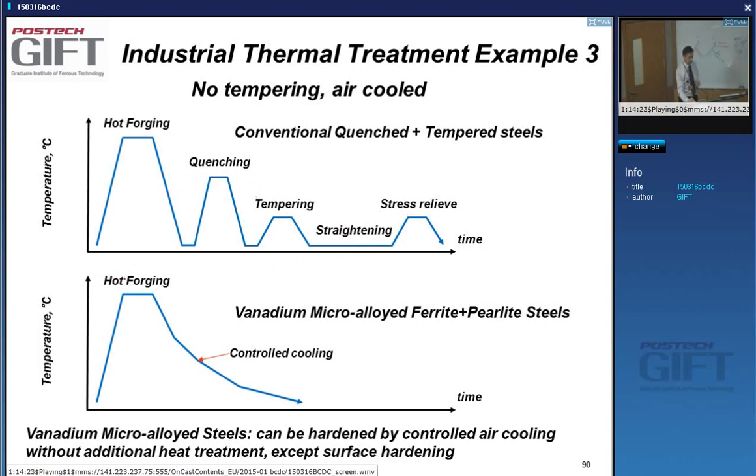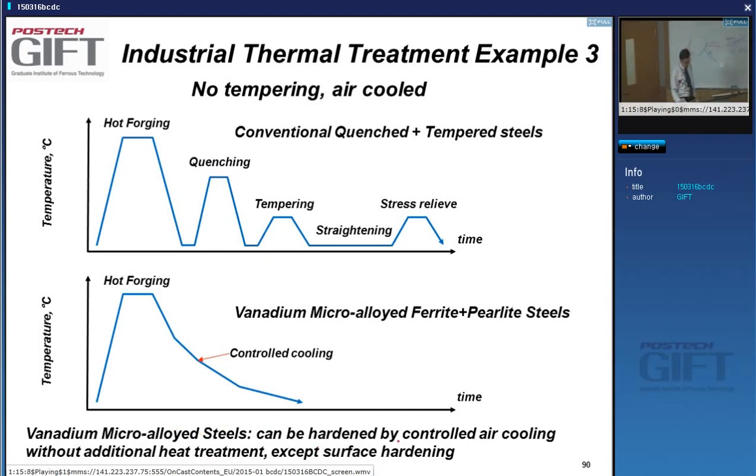Nowadays, we don't use these steels anymore for a large part. We use so-called vanadium microalloyed ferrite plus pearlite steels. And the heat treatment is very simple. You just hot forge the material and then do controlled cooling. That's it. Very simple. And you get very good properties. That's also part of doing steel research or products research in general. It doesn't mean making things very difficult or very complex. Very often, being successful in innovation means being able to find solutions that are very elegant and simple. This is one of these.